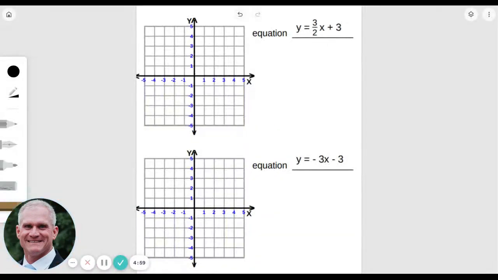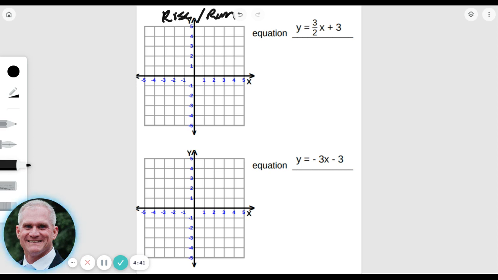Welcome back, friends. Let's talk about how we can use rise over run. Let me get my pencil. Rise over run is a really easy way to graph linear equations.